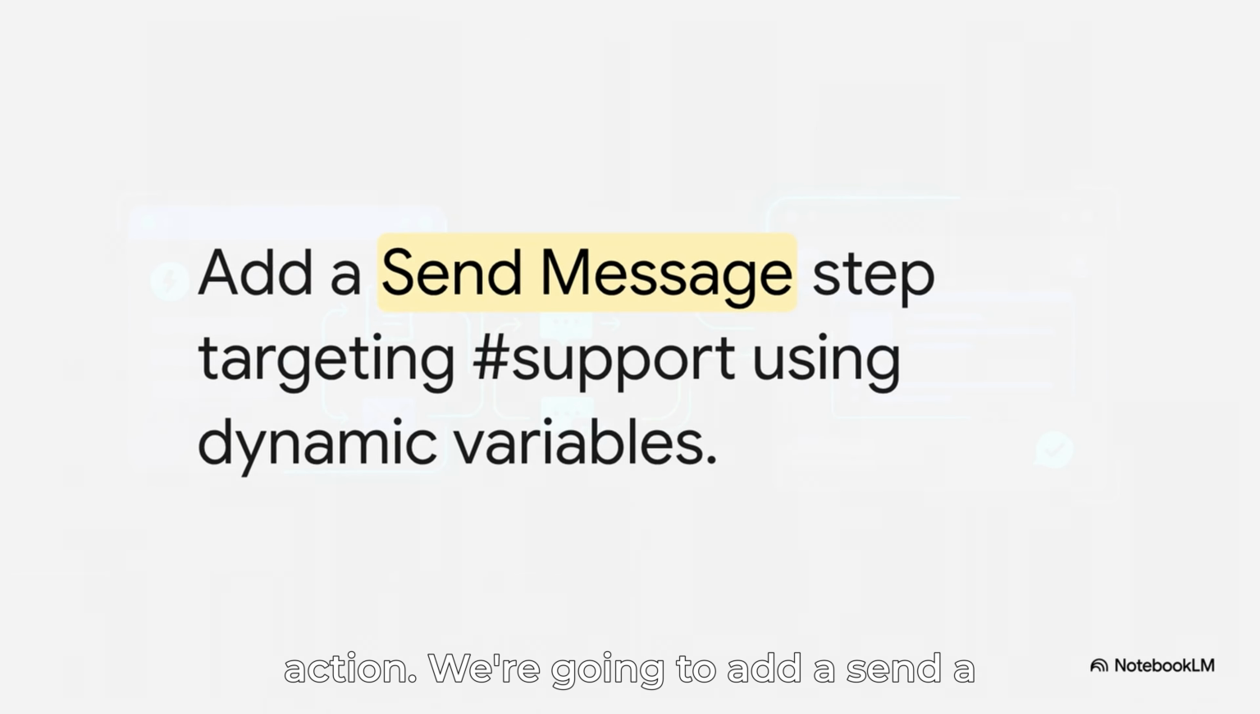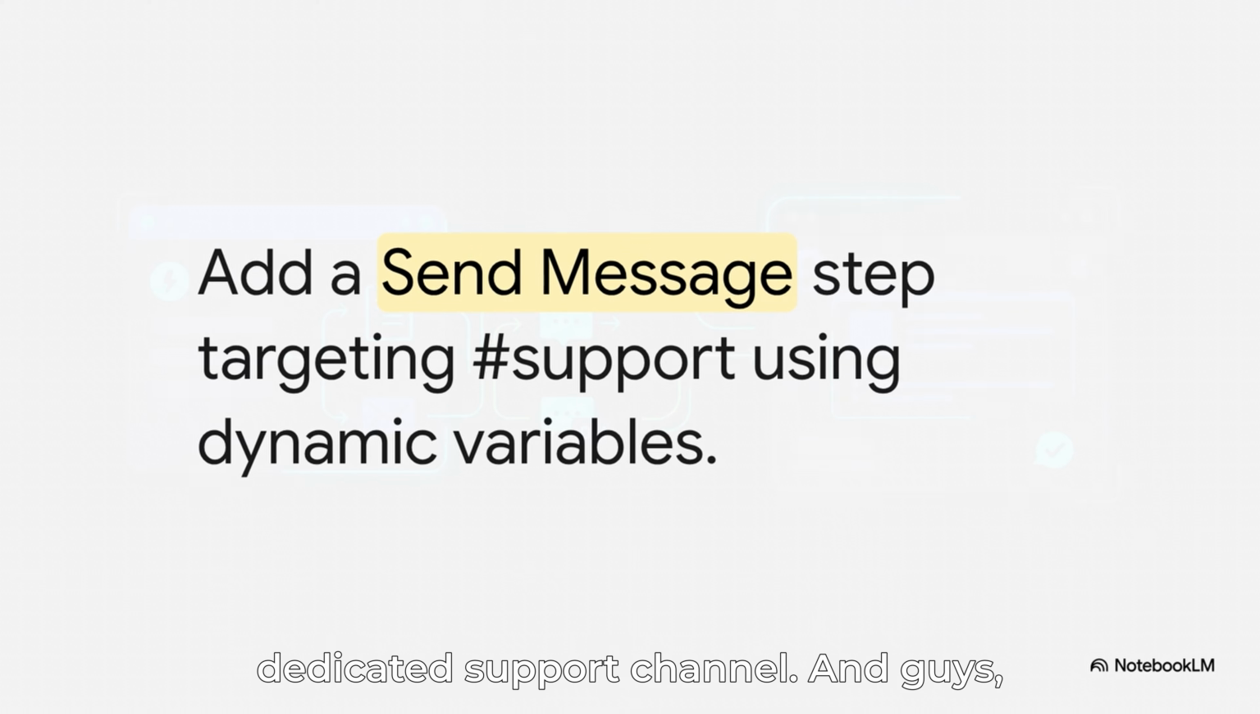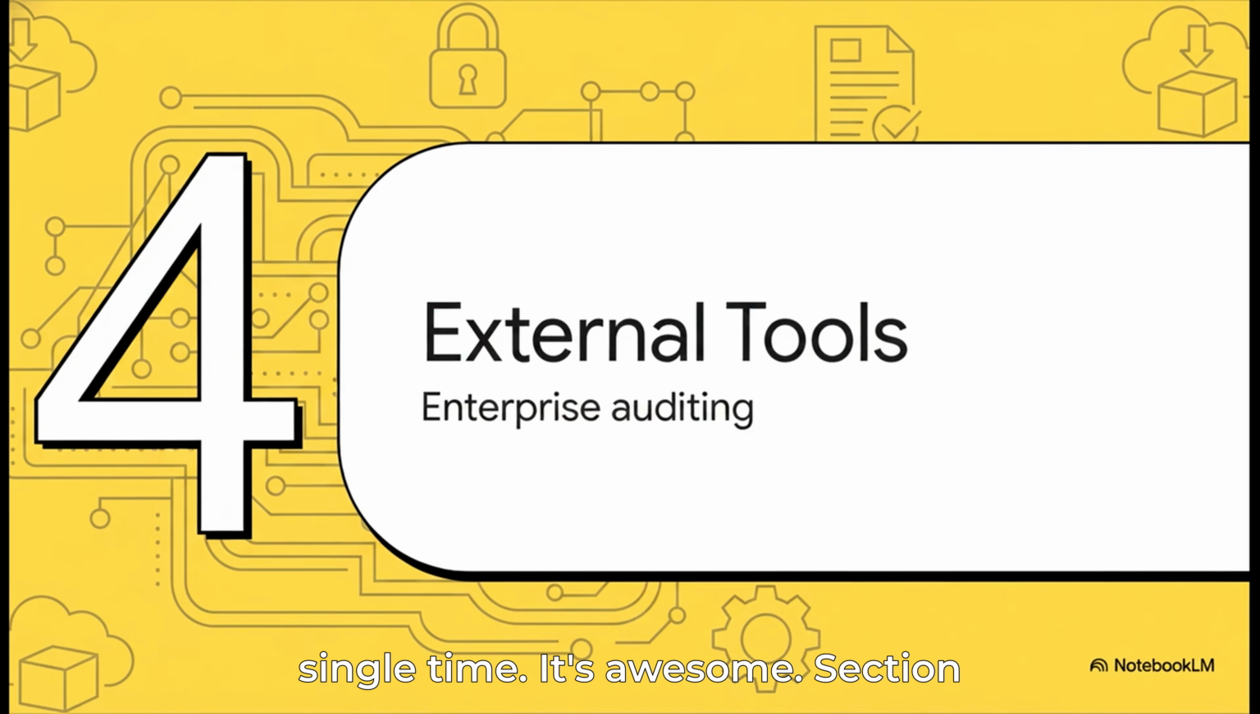Step 2 is our action. We're going to add a send a message step targeting our dedicated support channel. And guys, here is where the magic happens. Slack uses variables, those little placeholders with curly brackets. We dynamically drop the user's exact form data right into our channel post. So the message that posts to our support channel automatically includes the requester name, priority, and description exactly as they typed it, beautifully formatted and standardized every single time. It's awesome.